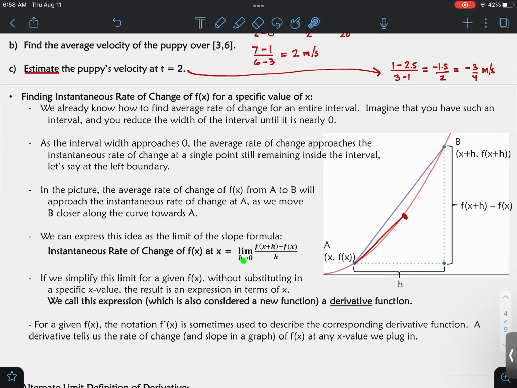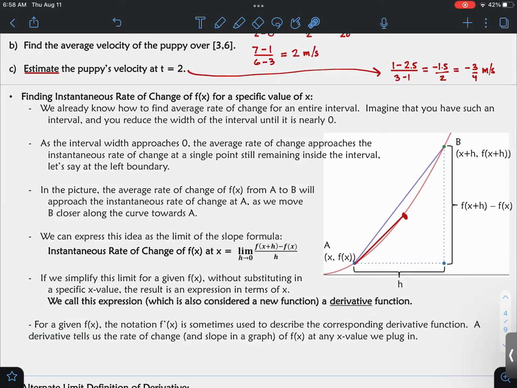So as that distance horizontally between my 2 points gets smaller, smaller, smaller, this limit will give you the instantaneous rate of change. Okay, now you've heard of another name for this in Calc A. If we simplify this limit, the expression that results is considered a new function, and that's called a derivative function. So when we find derivatives, we're finding functions that tell you the slopes or instantaneous rates of change of a function at specific locations.